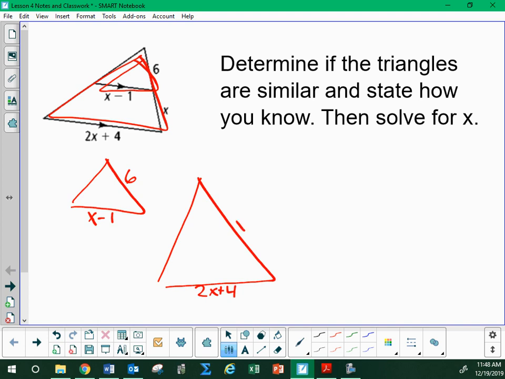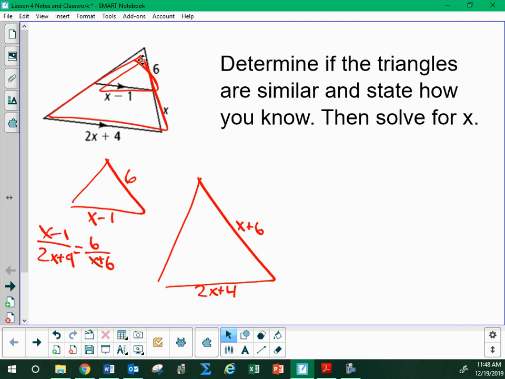6 plus x. So we said you've got to be careful because x minus 1 and 2x plus 4, that's the entire side length of the triangle. So I can't compare that with just the pieces. It has to be compared with the entire side length. So I would say x minus 1 compared to 2x plus 4 is the same as 6 compared to x plus 6. Not 6 to x, but 6 to x plus 6. So we had to consider the small triangle compared to the big triangle, and make sure we're talking about the entire length here and not just that piece of x.